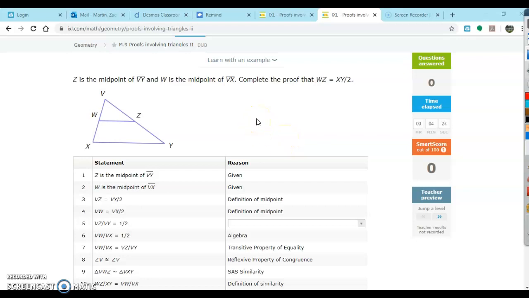It says Z is the midpoint of segment VY, so there's segment VY, Z is the midpoint, and W is the midpoint of segment VX. Complete the proof that shows that WZ is equal to XY divided by 2. So it's trying to show that WZ, the measure here, is half the measure of XY.